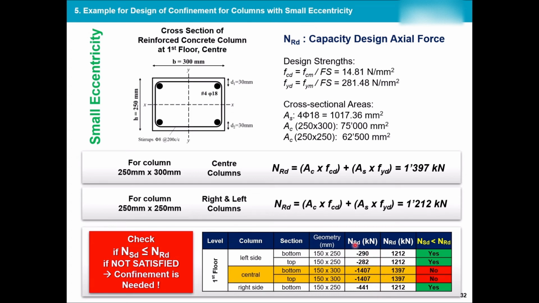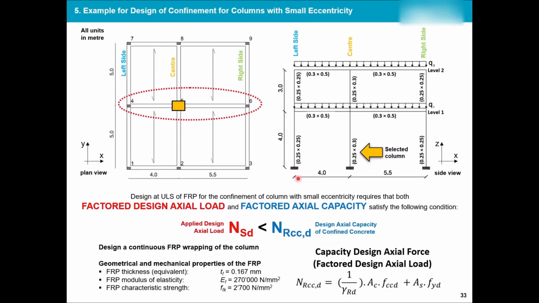Now, comparing the NSD, the applied, which I got from the analysis, to the NRD, which I just calculated, 1397, I can see that my applied is higher. So I have an issue and confinement is needed. The only point is I am still in small eccentricity, but confinement is needed. So now instead of NRD, I have to calculate NRCCD, the resistance for confined concrete.